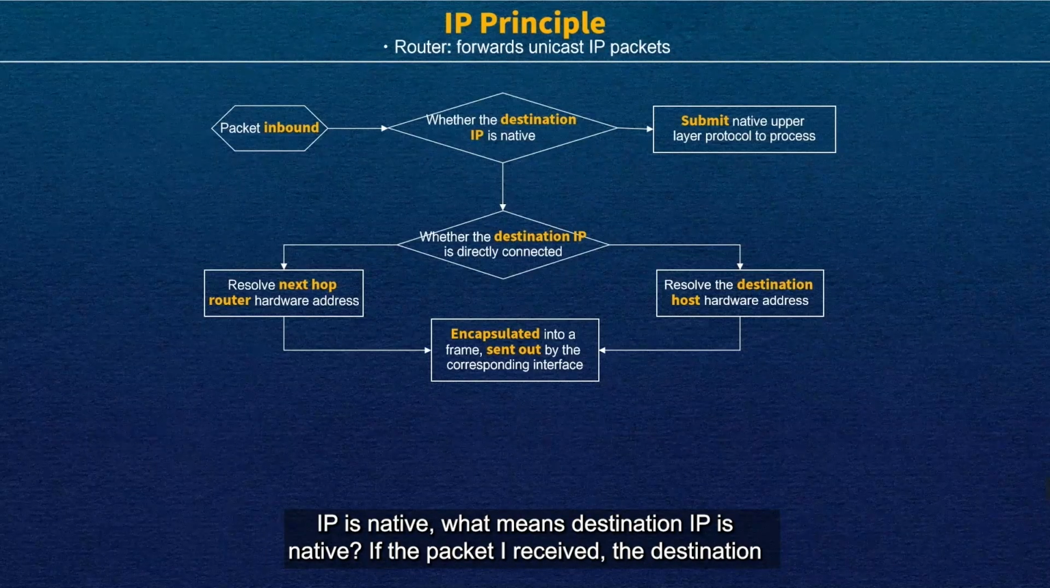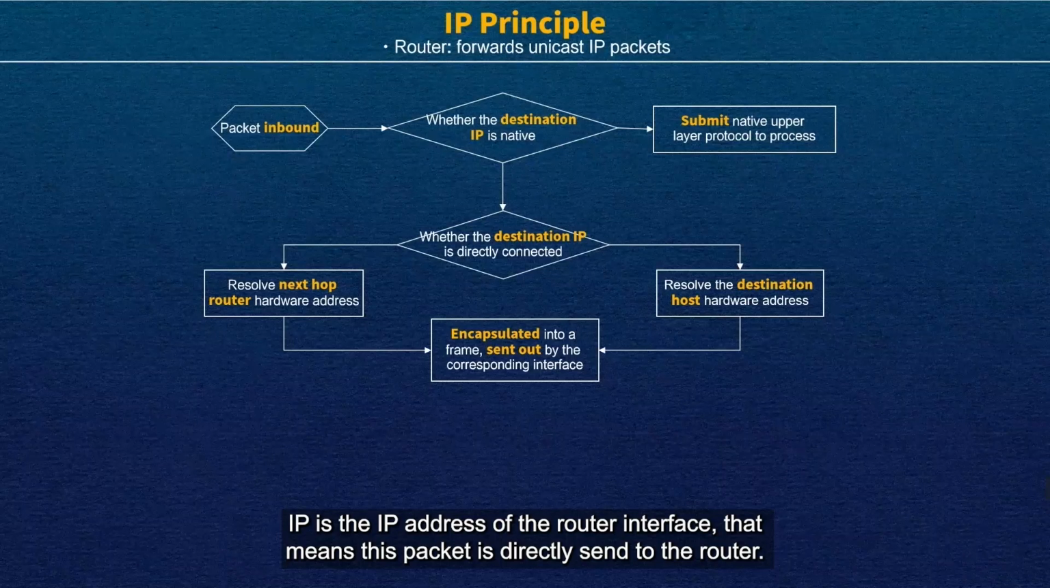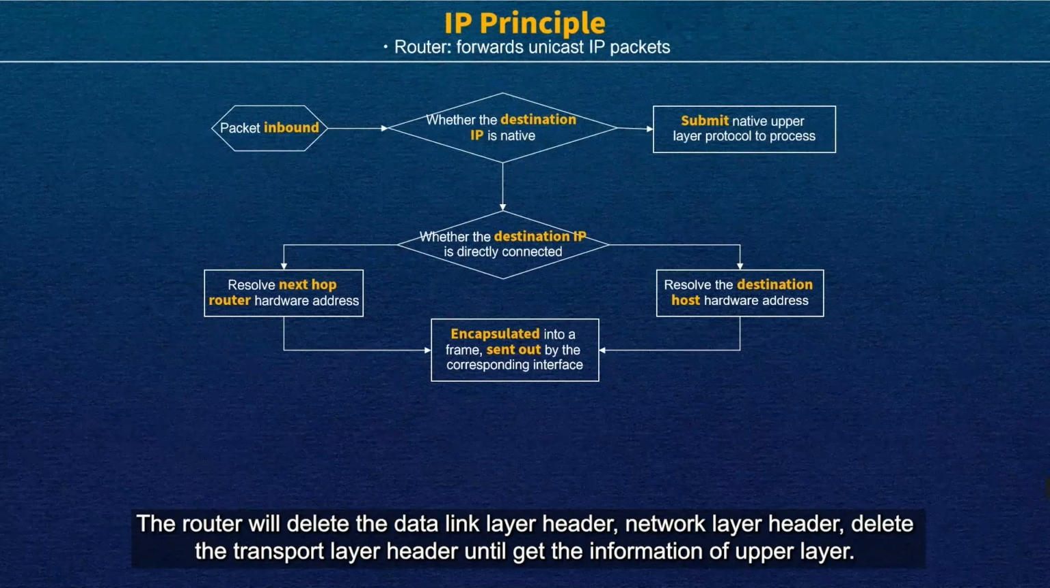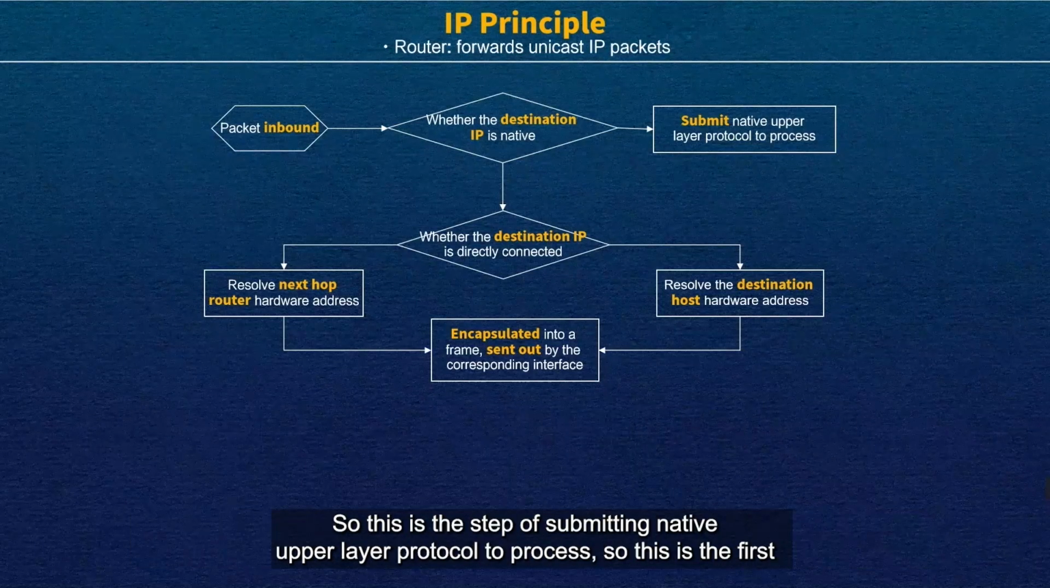What does it mean that the destination IP is native? If the packet I receive has a destination IP that is the IP address of the router interface, that means this packet is given directly to the router. I will delete the data link header, delete the network layer header, delete the transport layer header until I get the information of the app layer. So this is the step of submitting to the native app layer protocol to process.